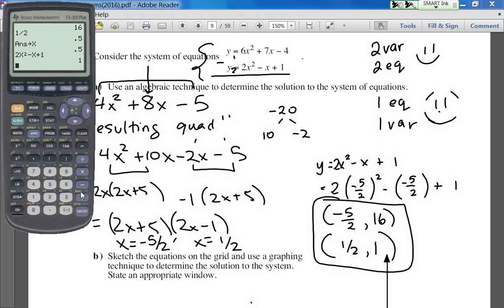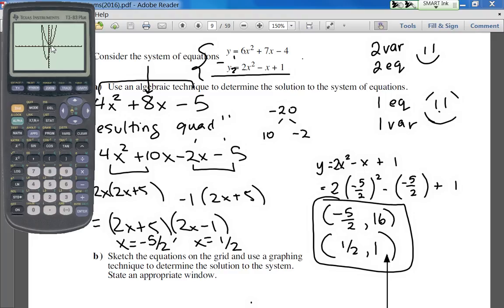Okay, then they want us to sketch. I'm not sketching. I'm using tech. Okay, so we got a 6x squared plus a 7x minus 4, and we got the 2x squared minus an x and a plus 1. I've got the standard window, and I can see both. Not very well. Be smarter than your window.